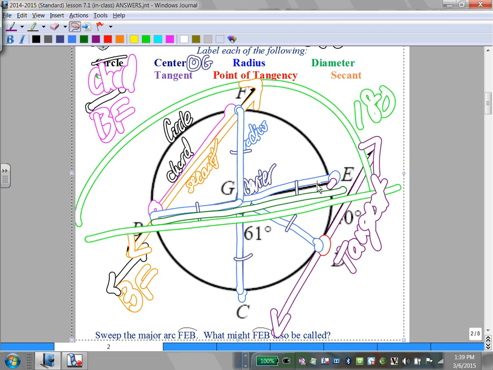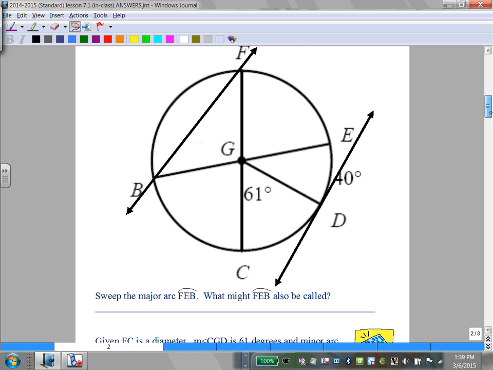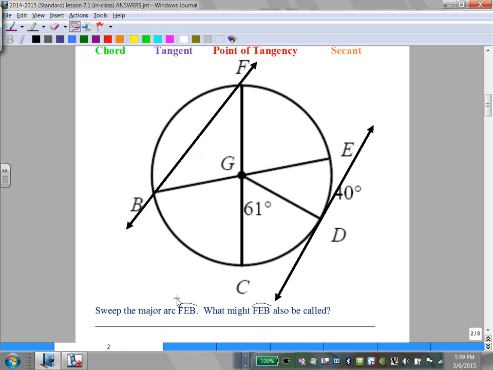Now, let's go over a major arc here. I'd like you to physically trace. It says arc. Trace this little notation there, like so.